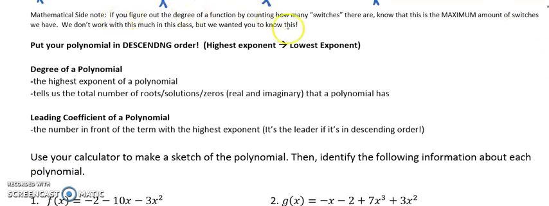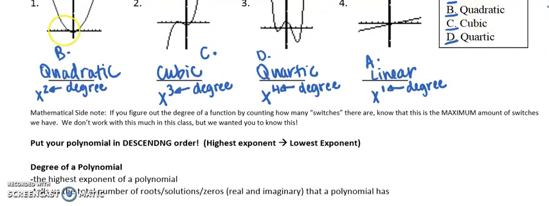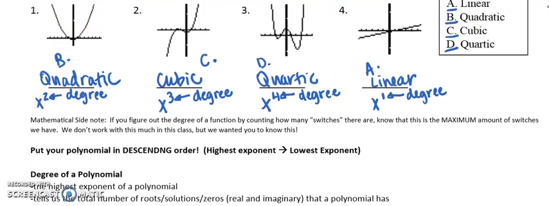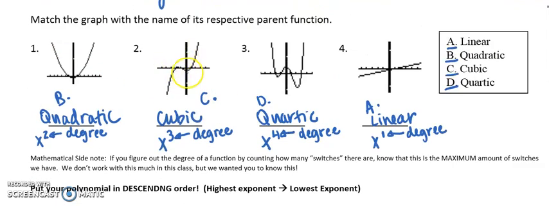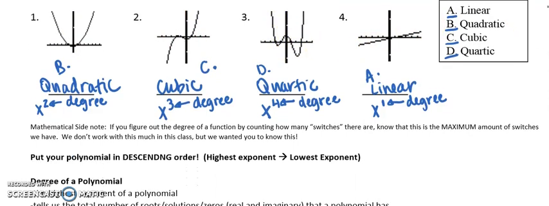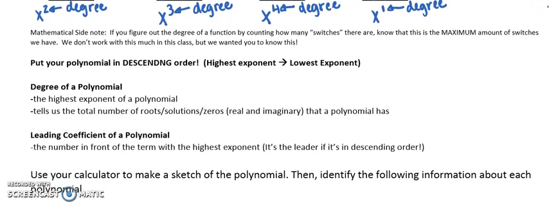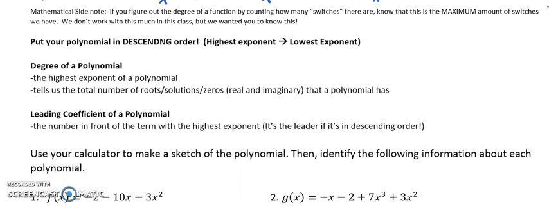All right, so mathematical side note, if you figure out the degree of a function, you can count how many switches there are. Know that that is the maximum amount of switches we have. We won't work with much of this in class, but just wanted to let you know this. What does that mean? It's where we change, where our turning point is. 1, 2. 1, 2, 3. 1, 2, 3, 4. 1. All right, so highest degree 2, highest degree 3, highest degree 4, highest degree 1. This isn't always true, but you could kind of eyeball it and maybe look at it that way.